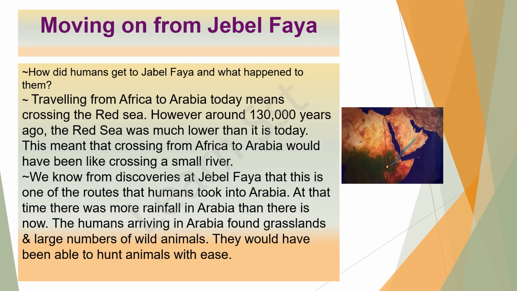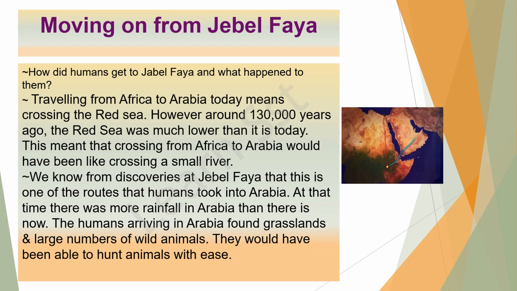However, 1,30,000 years ago, this was not the case. The Red Sea, what it is today, with such a huge volume of water, was just very, very low, or it meant like just crossing a small river, not a sea. That's the reason the people could easily travel on foot from Africa to Arabia by crossing the Red Sea, which is not possible on foot these days.